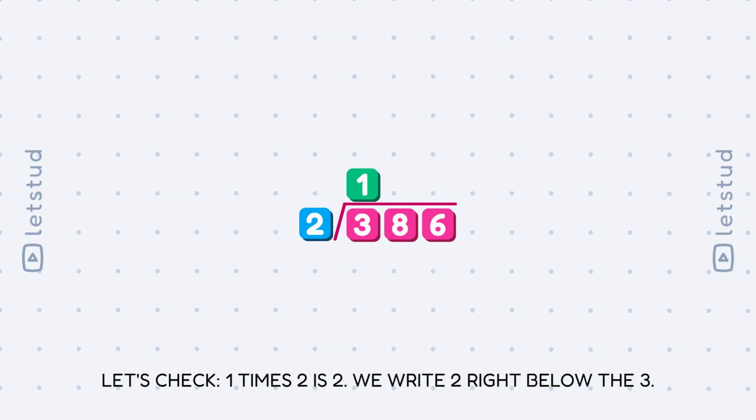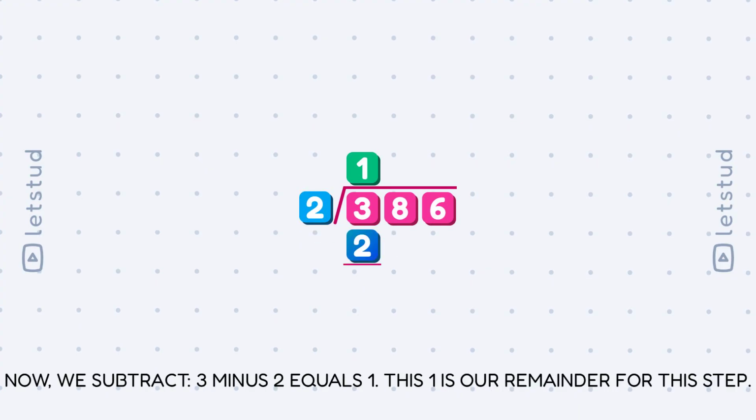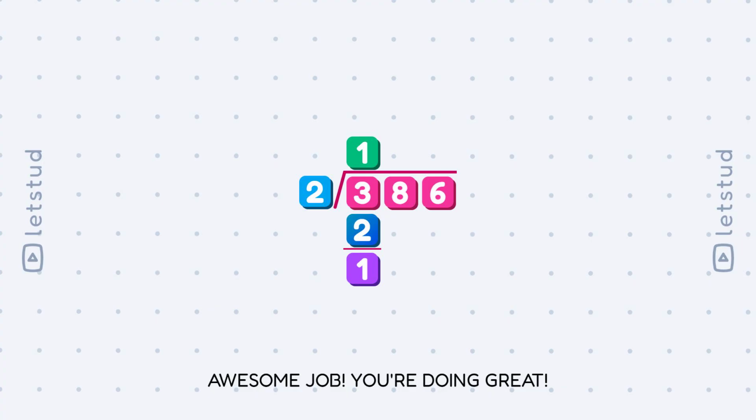Let's check: 1 times 2 is 2. We write 2 right below the 3. Now we subtract. 3 minus 2 equals 1. This 1 is our remainder for this step. Awesome job, you're doing great.